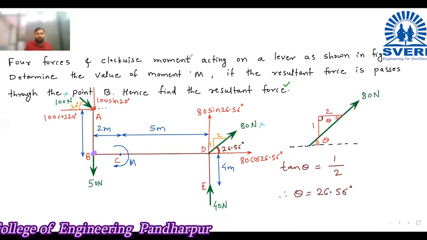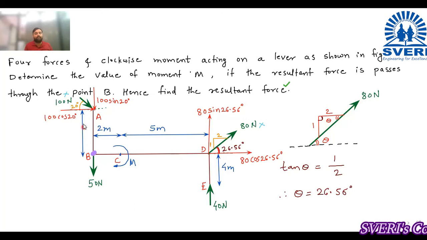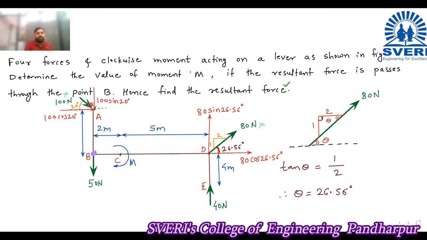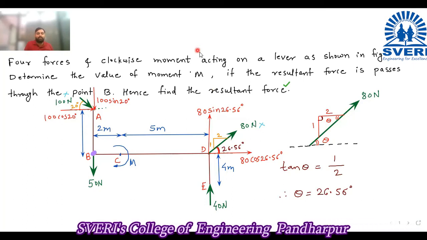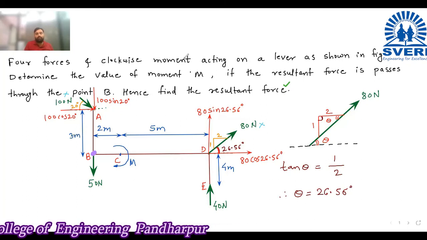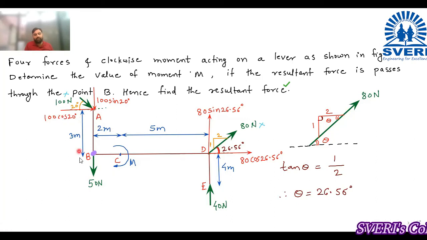Now I will start with this force, 100 cos 20. This is the horizontal force. The distance for a horizontal force is always vertical. It is 3 meter. This distance is 3 meter. It is given. So the distance of this 100 cos 20 from point B is this distance. So it is 100 cos 20 into 3.